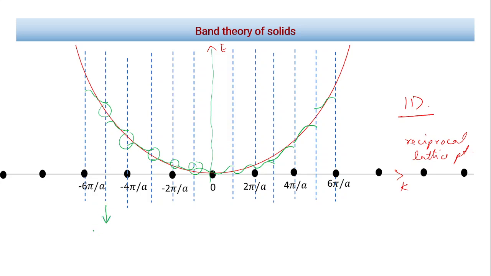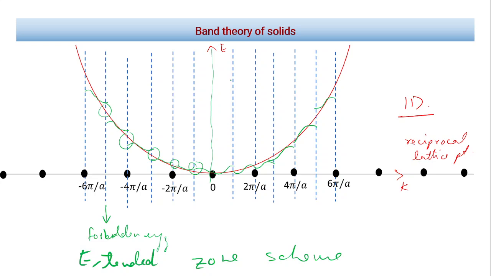That results in what we call the forbidden energy gap, and the other things are continuous. This way of representing energy versus wave vector, where we talk in terms of the first Brillouin zone, second Brillouin zone, third Brillouin zone, is called the extended zone scheme.